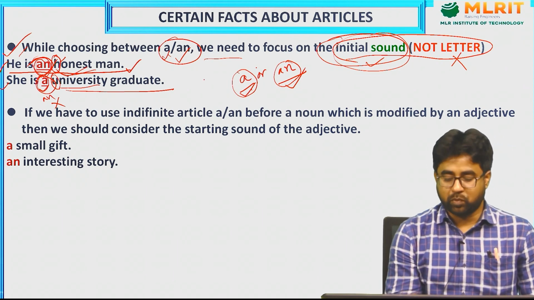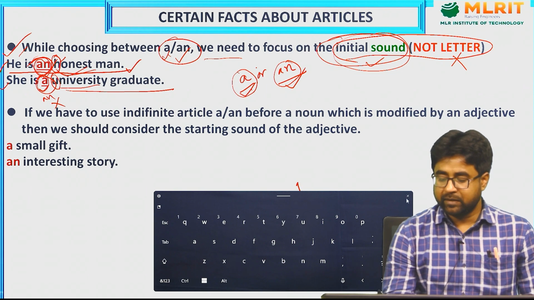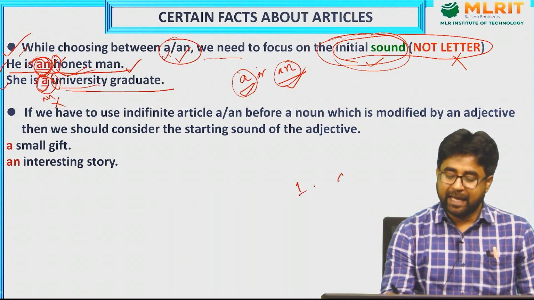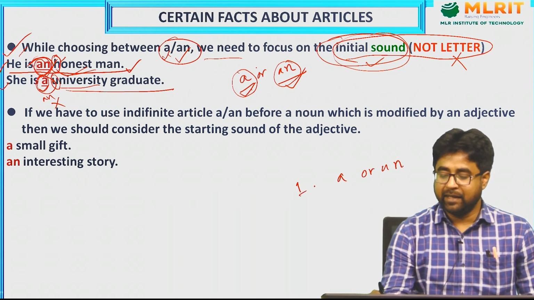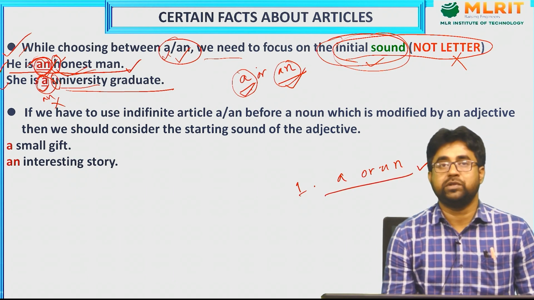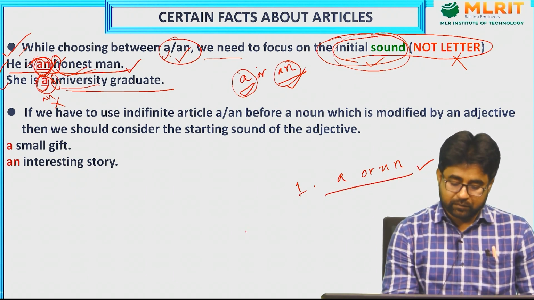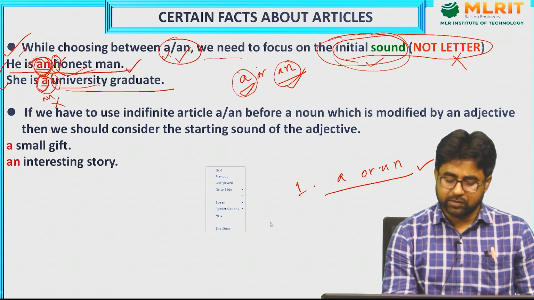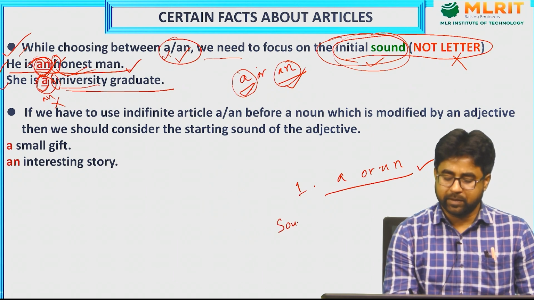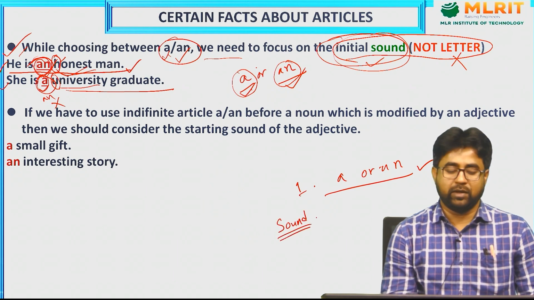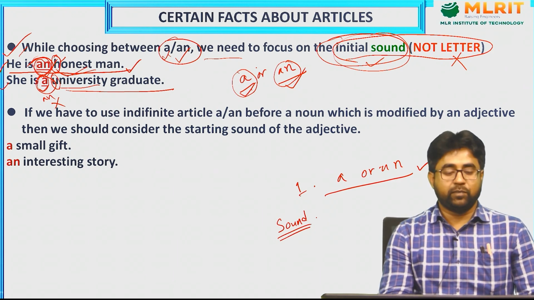So that is one fact. The first fact that you have to remember is "a" or "an". It depends on how you choose "a" or "an", on the basis of the sound. So that also you have to remember: sound, not the letter. Okay, so that is the first fact. Now let's come to the second fact.